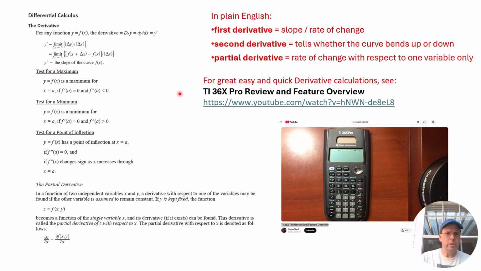Okay, we come up to differential calculus. You've got derivatives, partial derivatives. In plain English, the first derivative is the slope, it's the rate of change. The second derivative tells whether the curve bends up or down. The partial derivative is the rate of change with respect to one variable only.